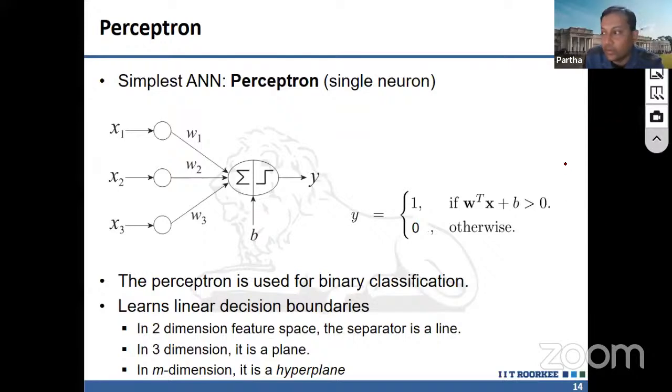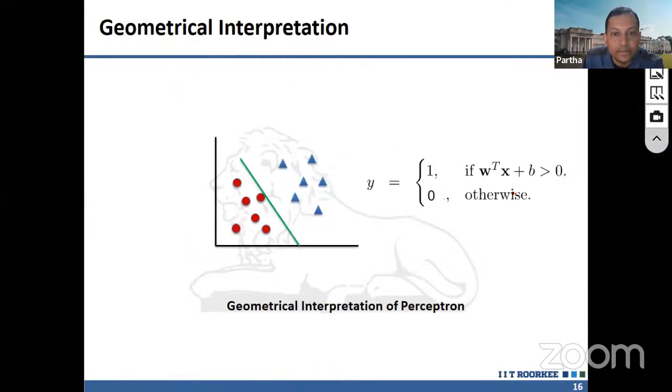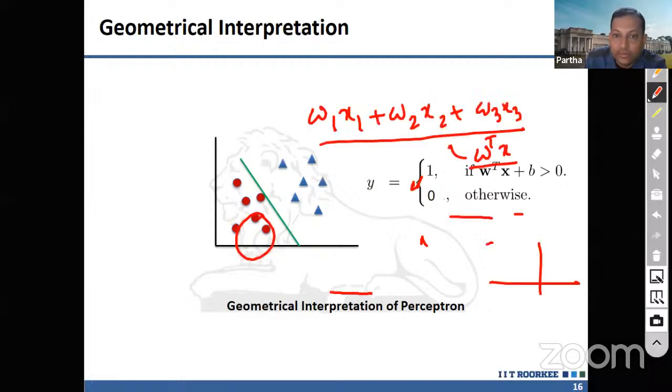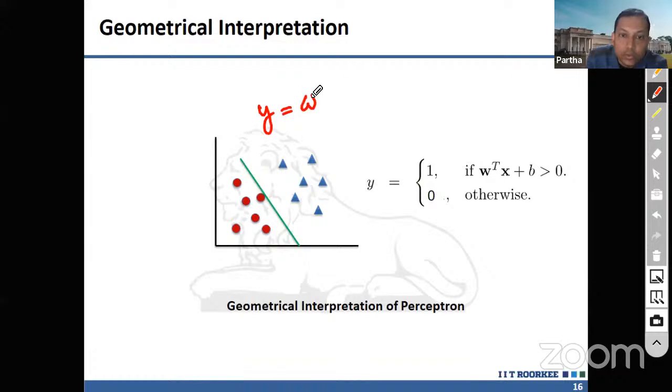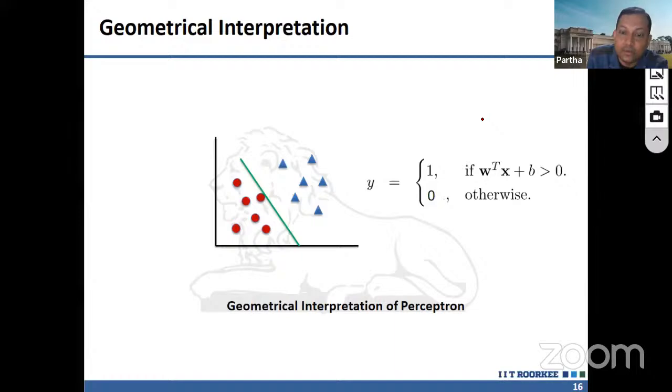Let us consider one example here. You have some positive data and some negative data, and this is a line. For example, y equals w1x1 plus w2x2 plus c. This is the equation of the line, and it says that if the value is greater than or equal to 0, then it is of one class, otherwise it is the second category. This is the geometrical representation of the line.